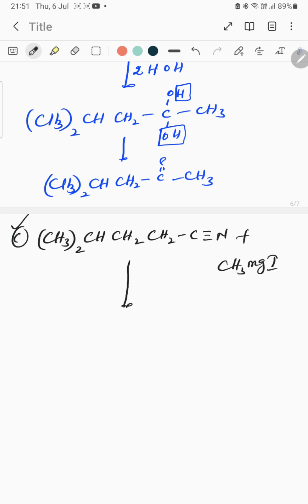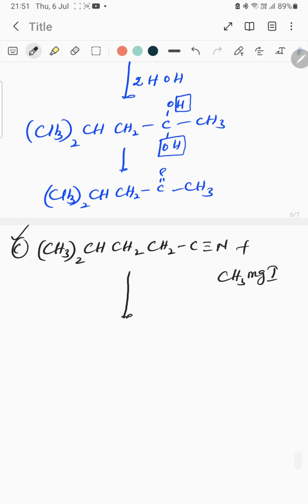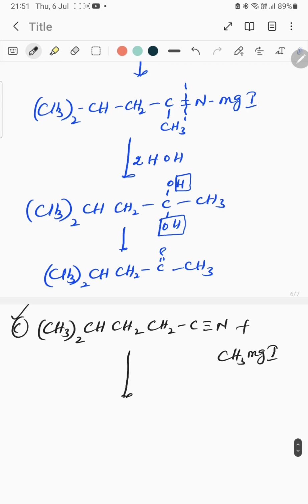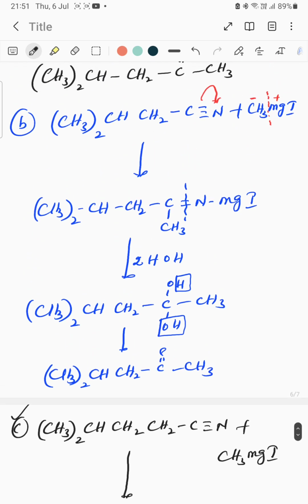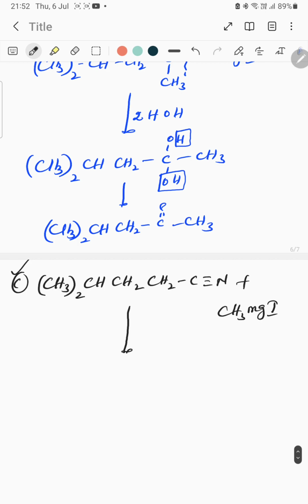This is the answer. How can you say? Once check the option B and C. Both are cyanides. Both react with CH3MgI. In option B, the given number of carbons, including cyanide, is 1, 2, 3, 4, 5. But in this given compound it is 1, 2, 3, 4, 5, 6. So one carbon group is extra. So the formed compound also has one extra carbon.